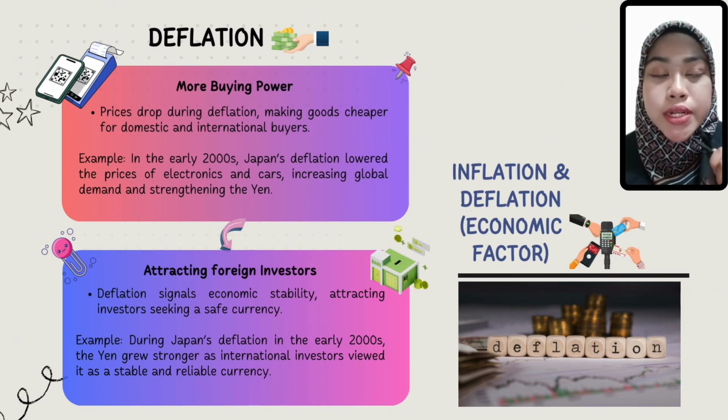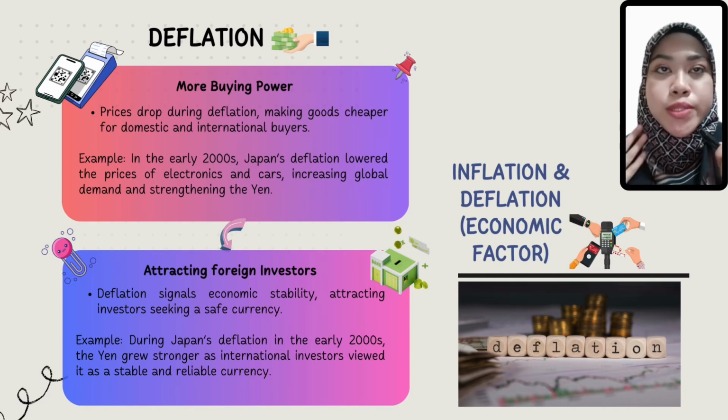For example, in the early 2000s, Japan experienced deflation, which caused the price of electronics and cars to drop. Because of this, more people around the world wanted to buy Japanese products, which made the yen strong.